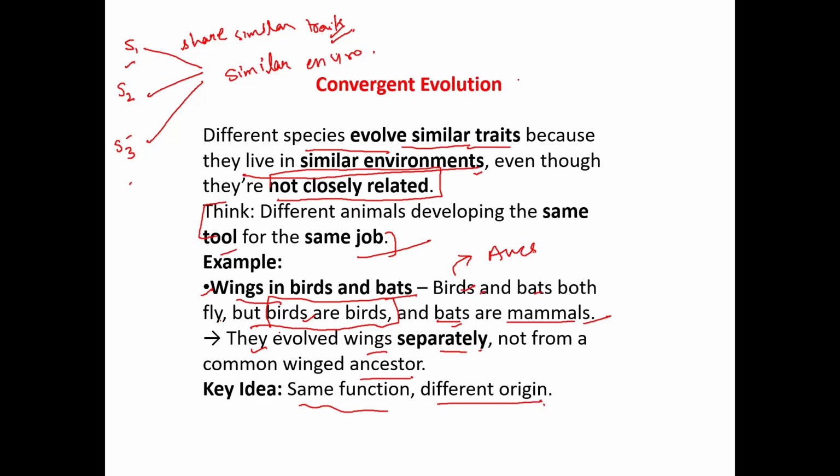So convergent evolution shows analogous organs. Right, because analogous organs have similar function but differ in origin. So this is an example.